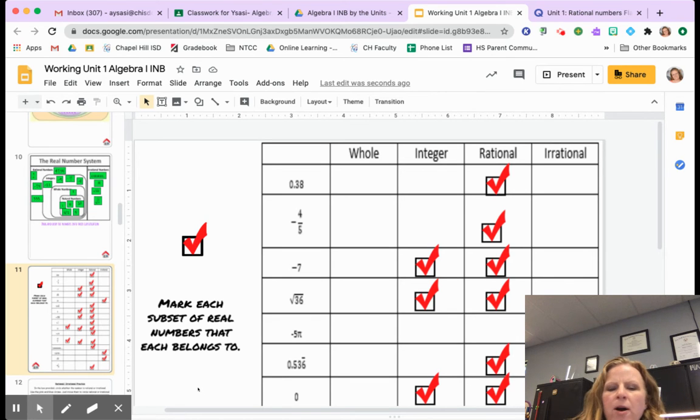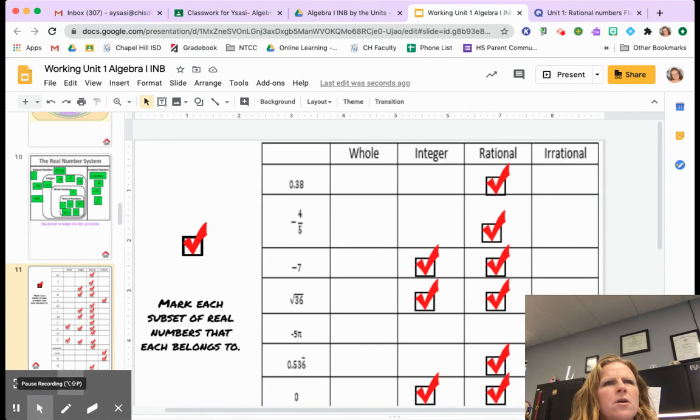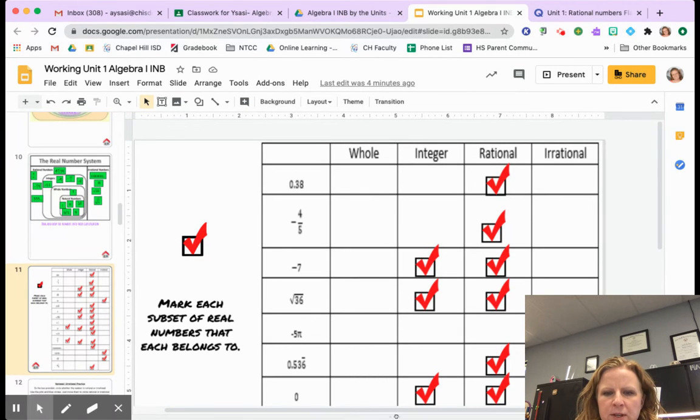So I'm going to pause it, and I want you to pause it so you can finish the rest of this slide, and then we'll come back and you can work on slide 12. Okay, so let's make sure that you have them all right now. I'm going to make my screen a little bigger so you can see the rest of them.